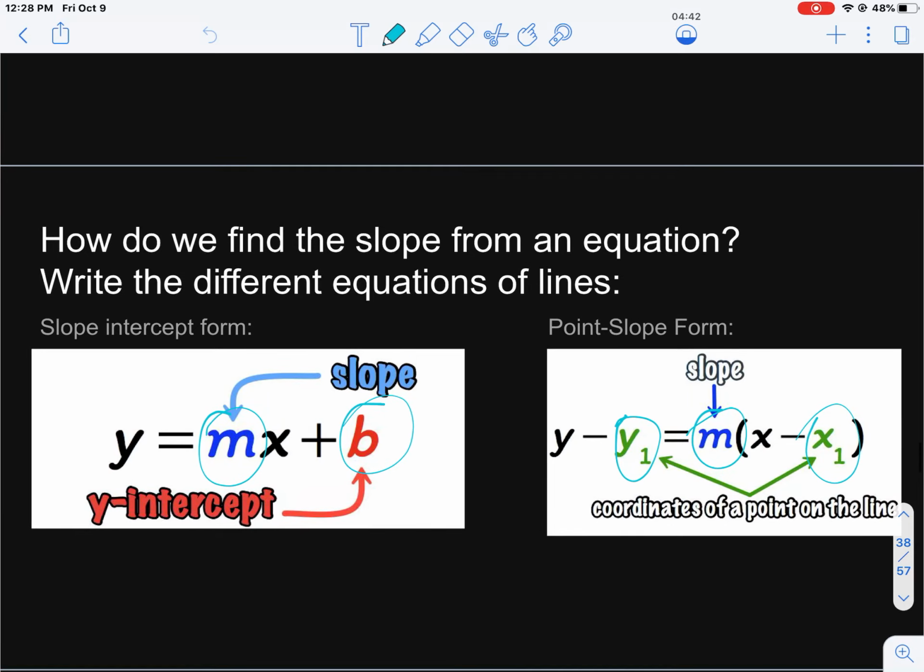So if we want to find equations of lines, we're going to look and find the slope from those. We need to look at 2 equations, slope-intercept form and point-slope form. The first one, slope-intercept form, is y equals mx plus b, where the m represents the slope and b represents the y-intercept. Point-slope form is y minus y1 equals m times x minus x1. M is the slope. X1 and y1 are the coordinates of the point on the line.